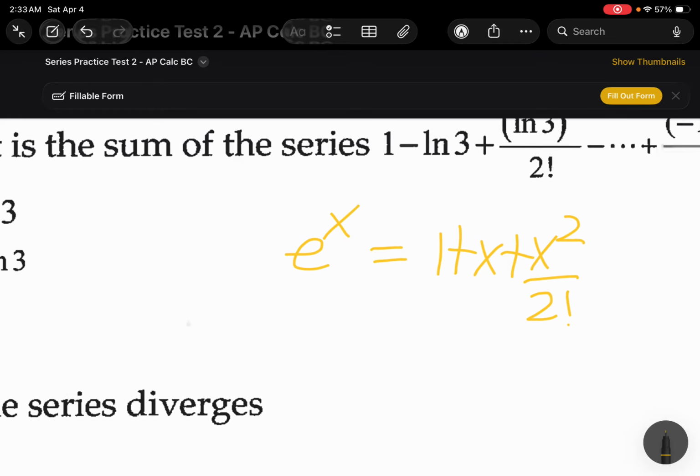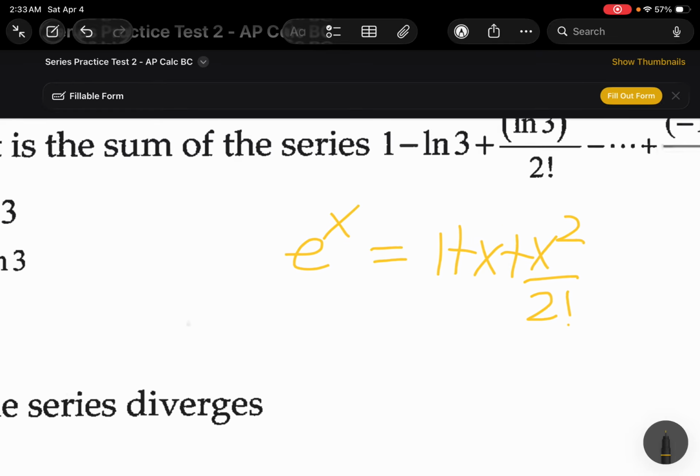Oh, it's going to be e to the negative x, since it alternates. So it's 1 minus x plus x squared over 2. Is this correct? Yes. Our negative and positive are in the same places, so we're on a good track so far. And we replace x with ln of 3. So e to the negative ln of 3. Well, we're going to replace all x values with ln of 3. Is this correct? Yes, it is.